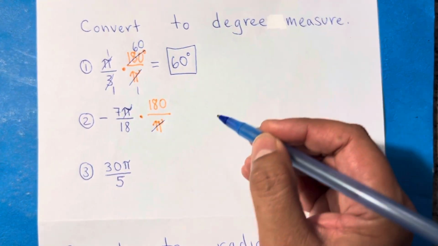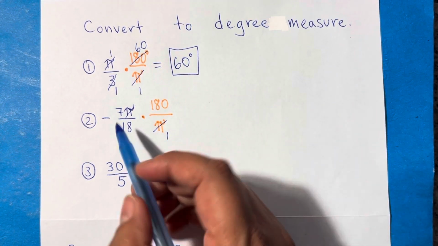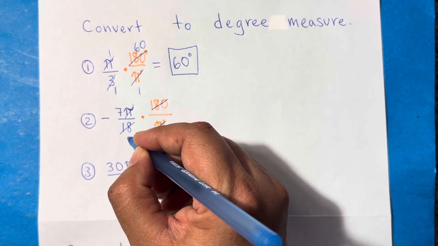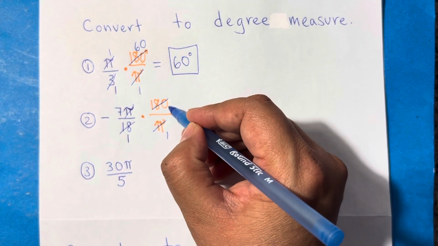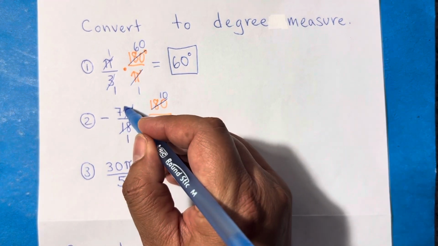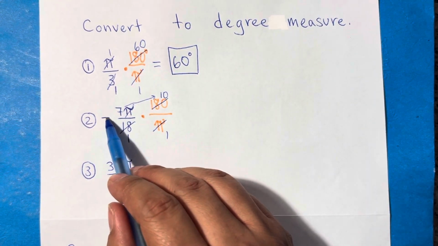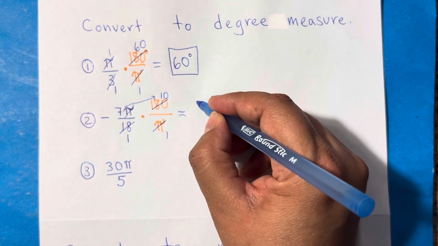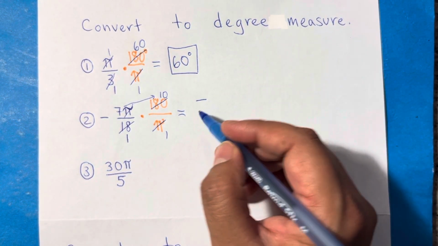Pi cancels, you get a 1 in here, you don't need it. Both of these are divisible by 18. 18 divided by 18 is 1. 180 divided by 18 is 10. Then we multiply across. Negative times positive is negative. And we can actually put the negative on top, or we can put it in the middle.